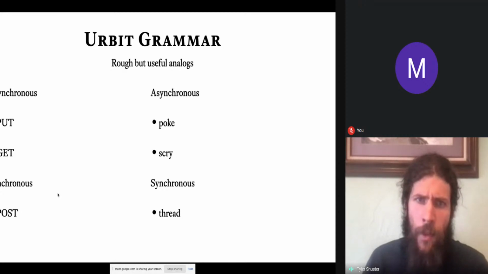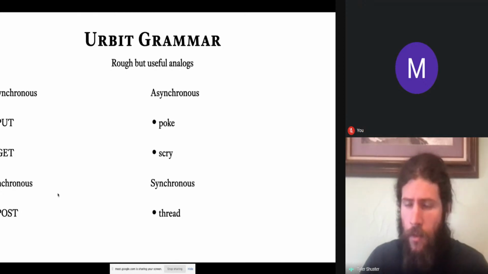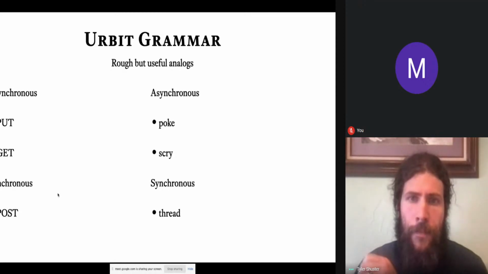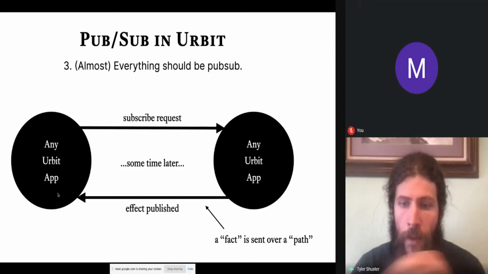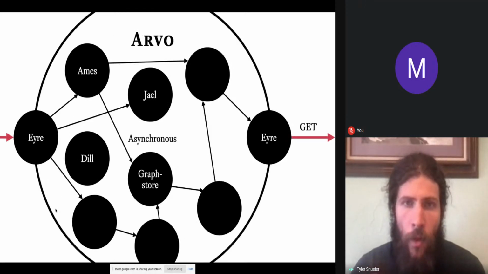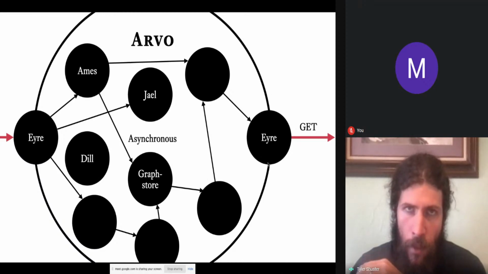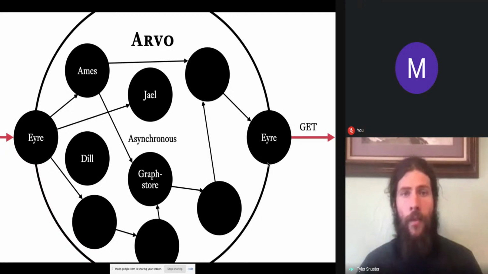And then you have synchronous operations in Urbit, such as a thread, where, similar to post, you give it information and you accept a transformed version of that back. So again, everything in Urbit is pub sub. You have any Urbit app or an app on the outside. You send a subscribe request, you get text back. We're going to be using the Eyre vane in Arvo. And Eyre is just what keeps track of HTTP handlers.